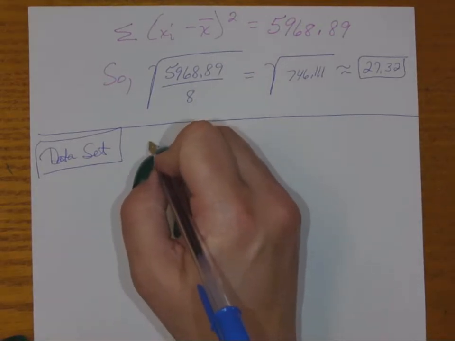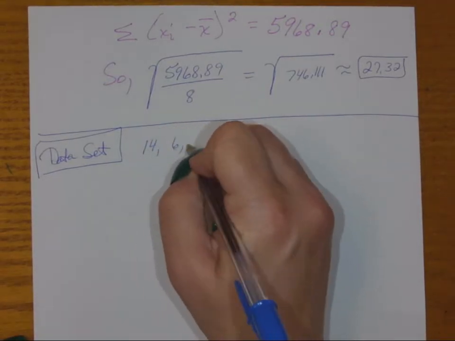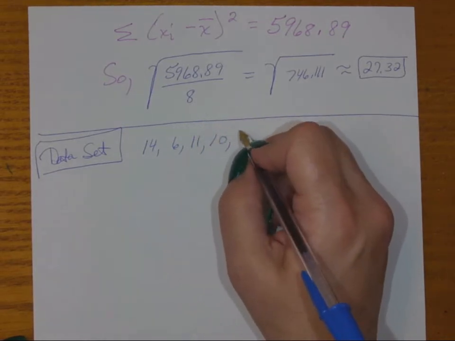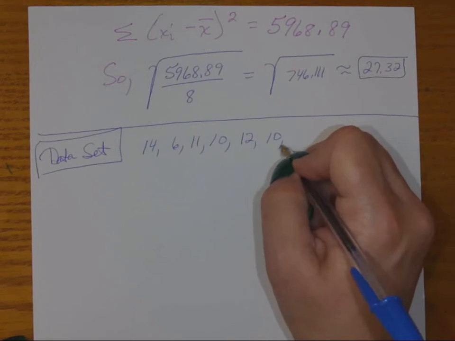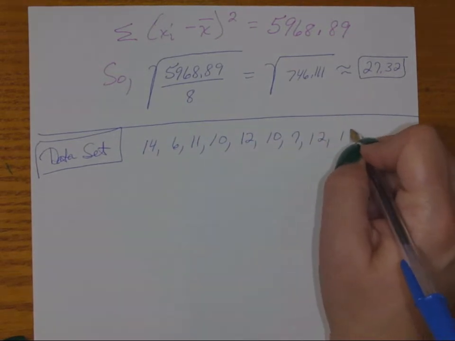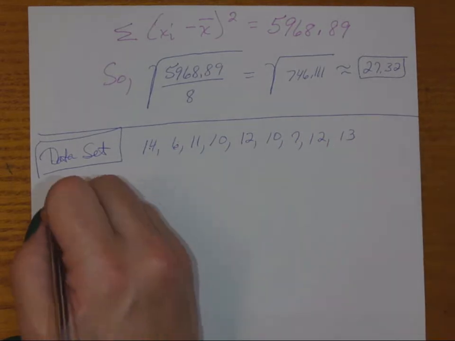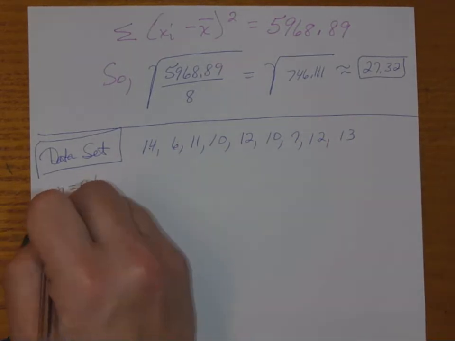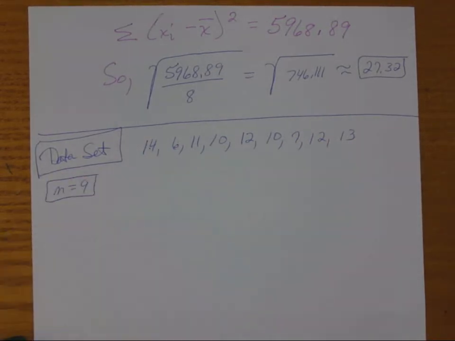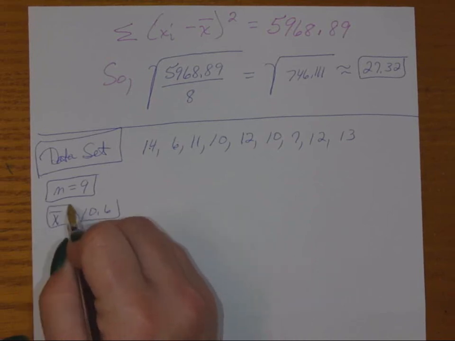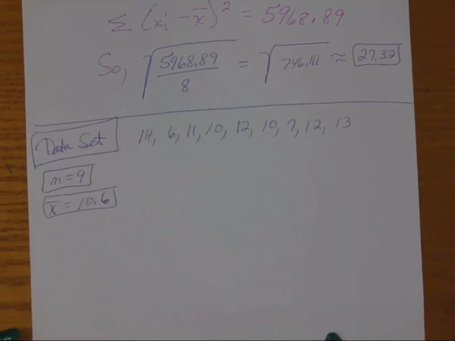Okay, so my data set is 14, 6, 11, 10, 12, 10, 7, 12, and 13. 1, 2, 3, 4, 5, 6, 7, 8, 9. Again, my n is 9. The n is not always 9, but for these, I guess I just picked ones with 9 in them. I think that x bar, the mean, is 10.6. You better check it and make sure you know where that number came from.